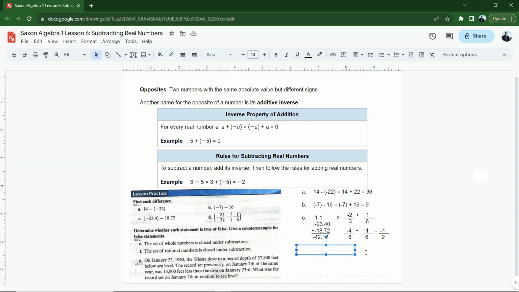It's asking me to determine whether the statement is true or false. So these are statements about sets being closed under operations. Let's just think about these two. Letter E, the set of whole numbers is closed under subtraction.